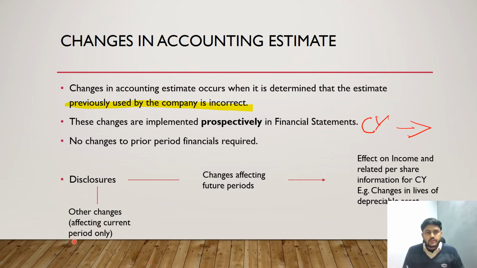And in the case of other changes, like changes affecting current period only, we have discussed this, the allowance for receivables is the example for this. So if there is a material change, you'll have to document the change in accounting estimate, but the effect, like you did for changes affecting future periods, should not be disclosed in case the change is only affecting the current period.